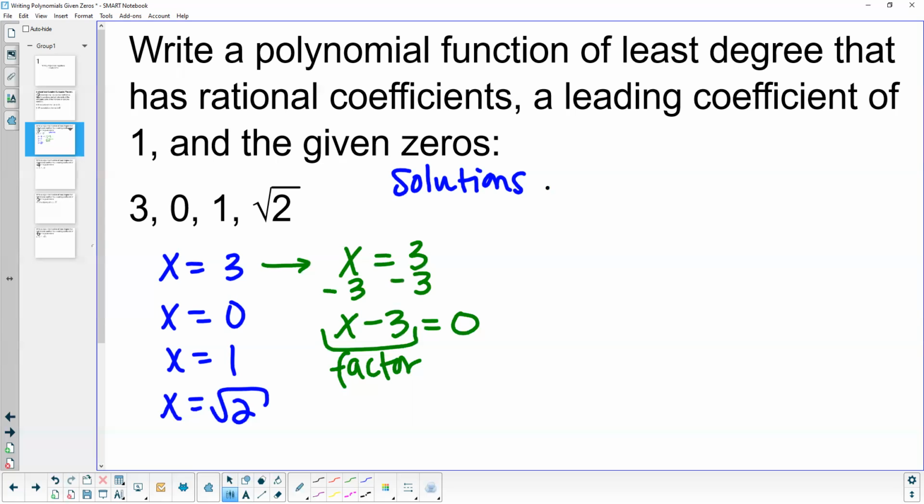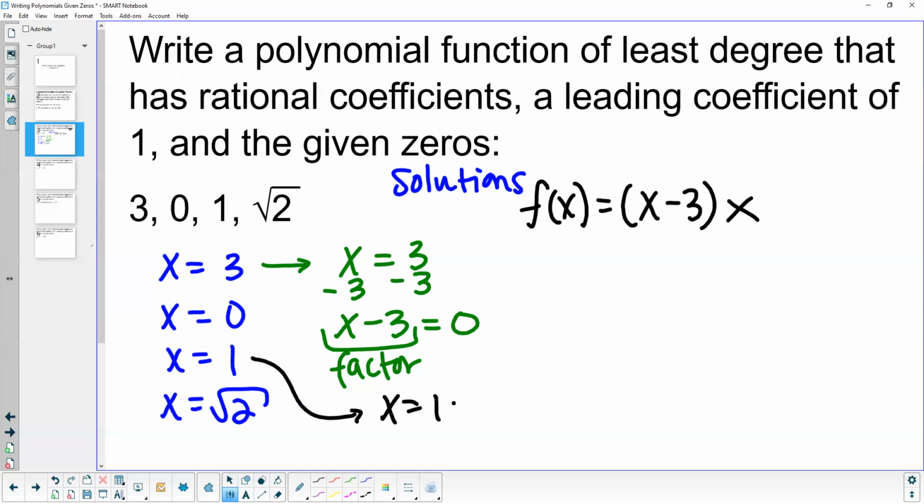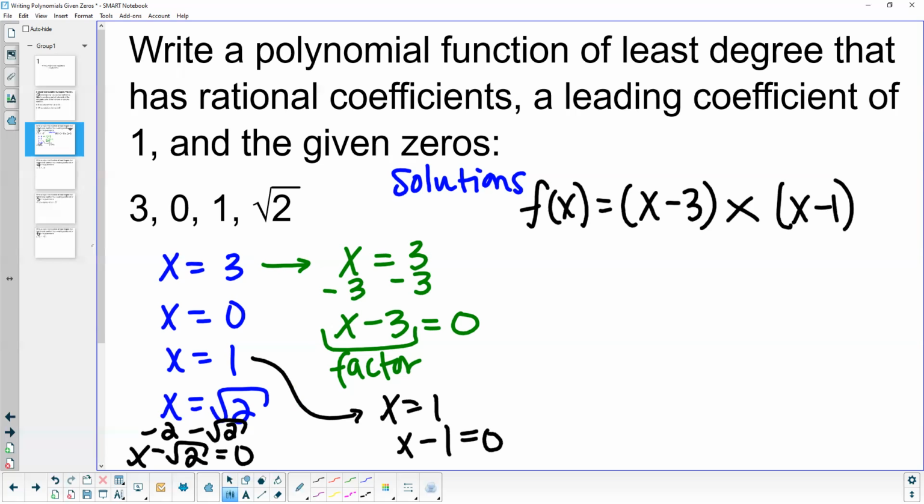So using that first piece, I know that f of x, my function, is going to be x minus 3. And then if x equals 0, then we're also going to have an x. If x is equal to 1, we want to turn that into x equals 0, so we subtract 1 from both sides. So x minus 1 equals 0. So then we also have an x minus 1. We have our square root of 2. Notice how our signs just change here. So this will be minus root 2 on both sides, and we get x minus root 2 equals 0. And then because it is a conjugate pair, that means if x minus root 2 is a factor, then x plus root 2 is also a factor.